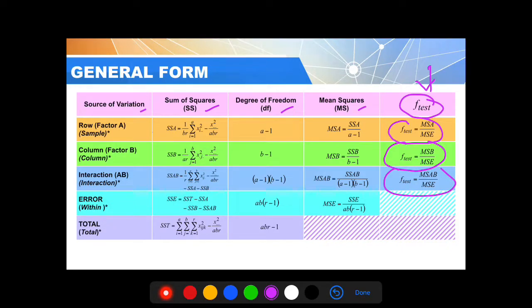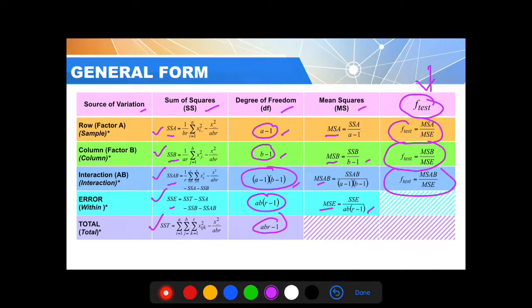So normally the sum of square will be given. How do you get this one? Okay, we'll look at later on one by one. What is r? What is a? What is b? And how do you get MSA? SSA divided by a minus 1. MSB, SSB divided by b minus 1. MSAB, SSAB divided by its degree of freedom, and MSE, SSE divided by its degree of freedom.